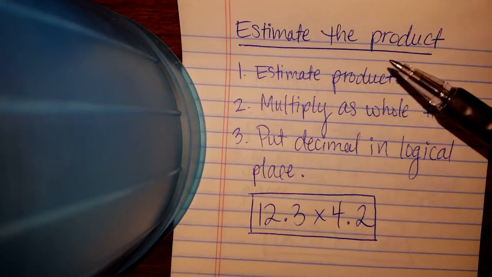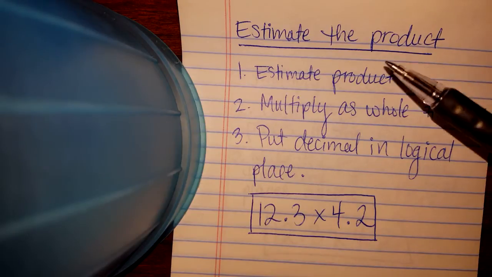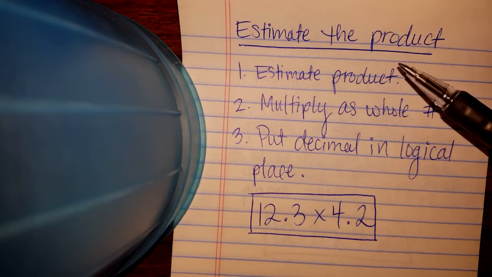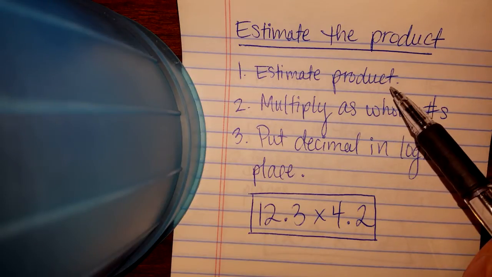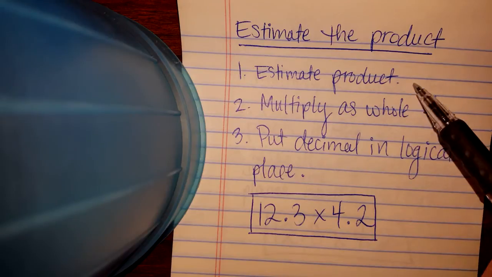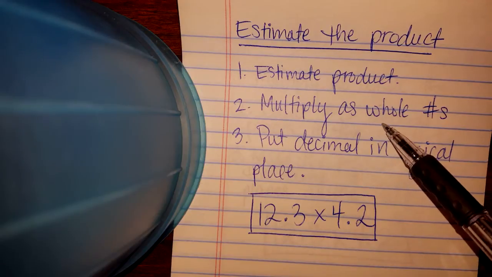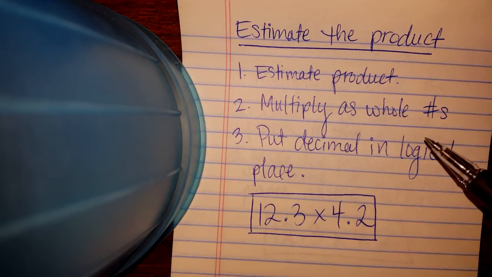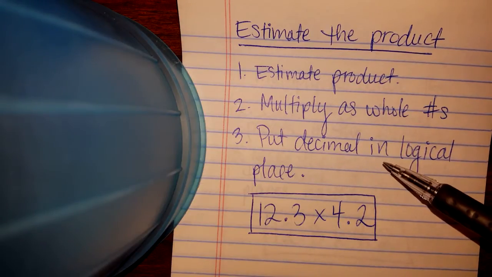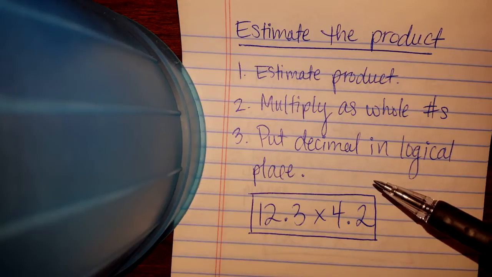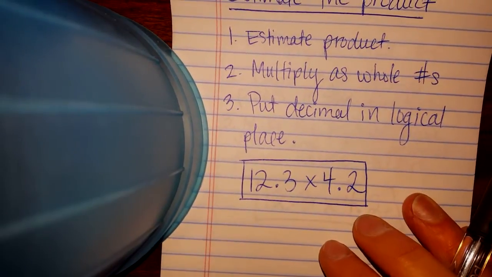Let's first take a look at estimating the product. When you use estimation as a way of finding the exact answer, this is what I mean by that. You'll estimate the product so that you know where to put the decimal at the very end. You'll multiply your decimal numbers as whole numbers, pretending the decimal isn't there. Then once you get that product with your whole numbers, you'll put the decimal in the logical place that matches your estimate.